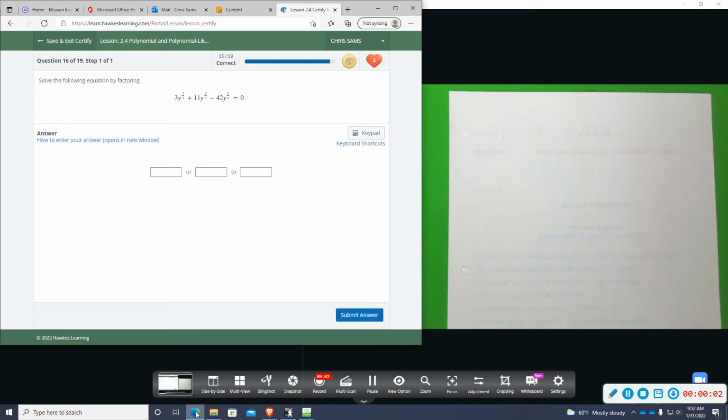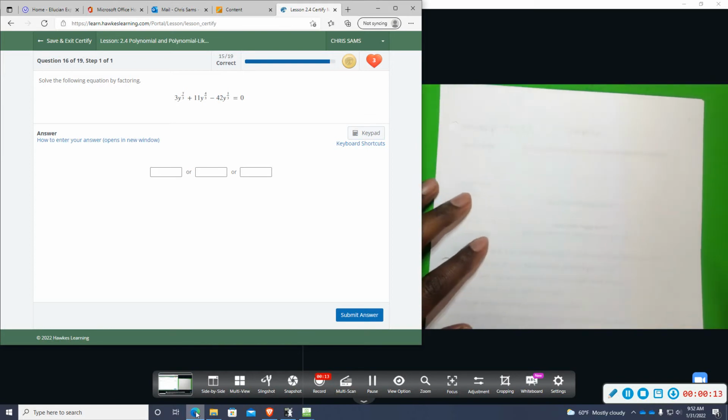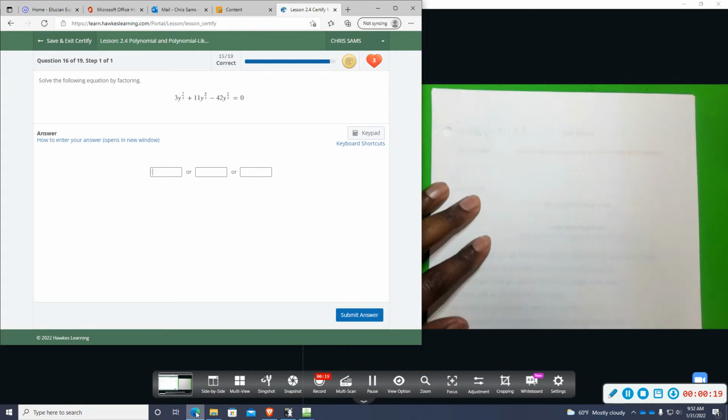Alright, number 16 looks a little bit different, but we will be doing quadratic. I will kind of go over a little background to help you understand what's going on. So one of the main things you want to be mindful of is that when we're factoring, we're actually dividing, and you need to remember property of exponent.